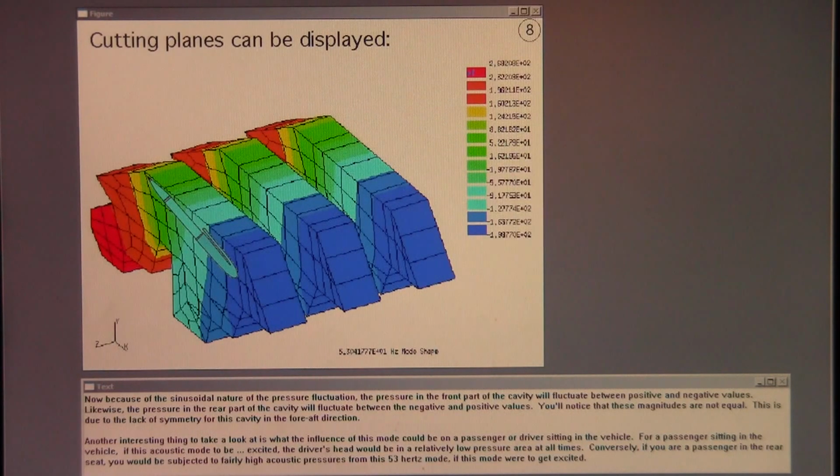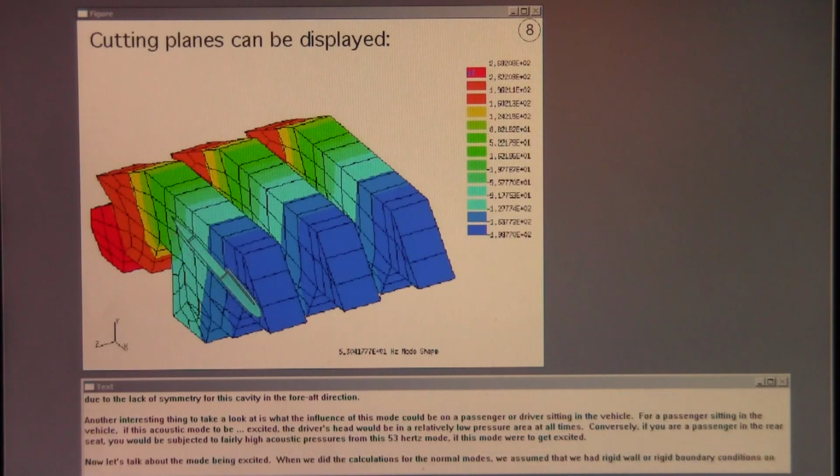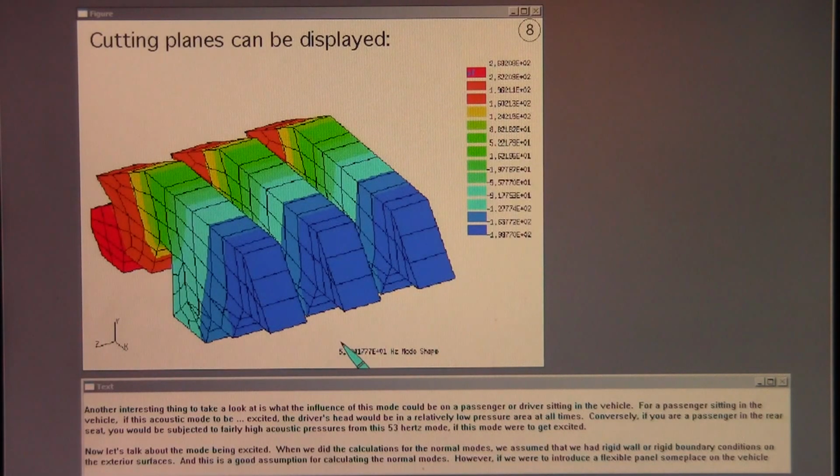Another interesting thing to take a look at is what the influence of this mode could be on a passenger or driver sitting in the vehicle. If this acoustic mode were to be excited, the driver's head would be in a relatively low pressure area at all times. Conversely, if you were a passenger in the rear seat, you would be subjected to fairly high acoustic pressures from this 53 Hertz mode if this mode were to get excited.